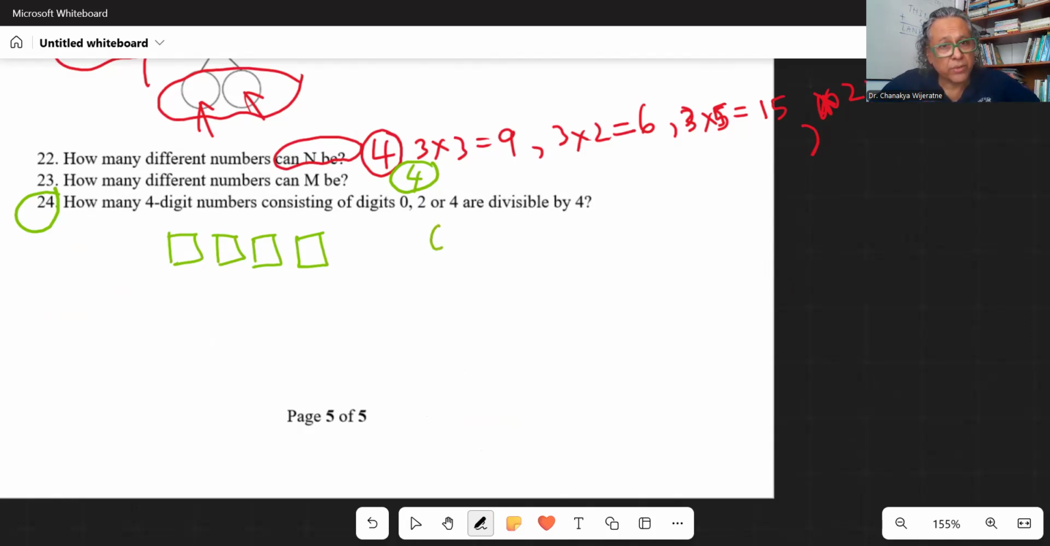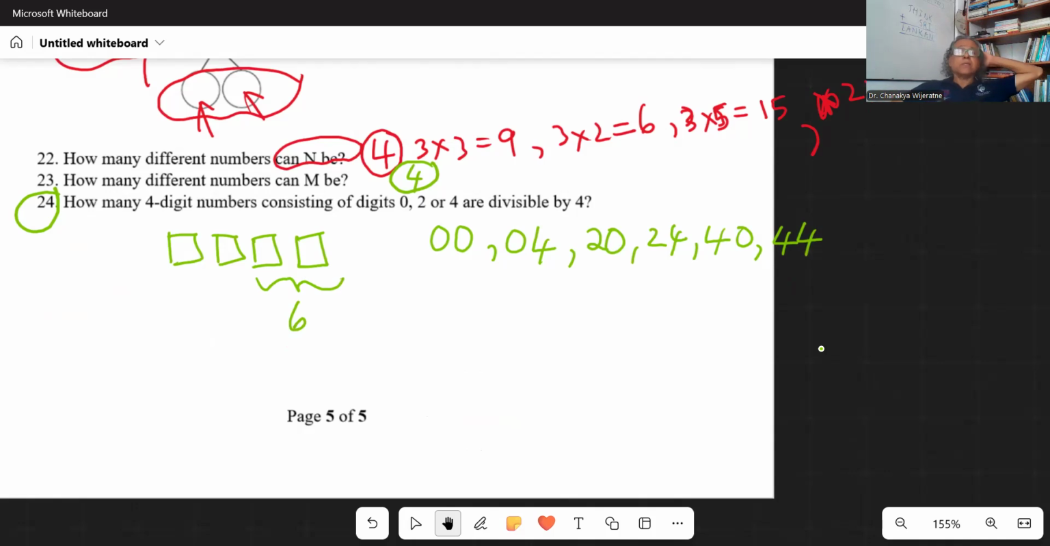are divisible by 4? Of course, we need to include 0 and 0. There is 0, it is divisible by 4. 0 2 no, 0 4 yes. And then we go with 2 in the tens place: 2 0 yes, 2 2 no, 2 4 yes. And then 4 in the tens place: 4 0 yes, 4 2 no, 4 4 yes. So how many are there? We have 6.